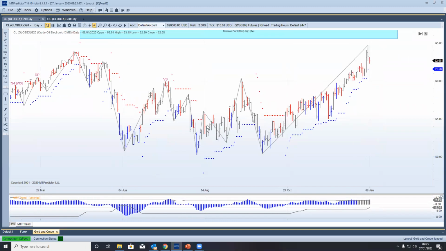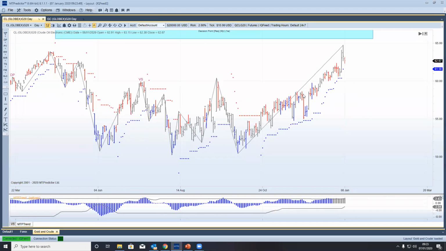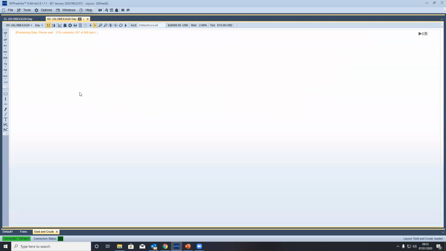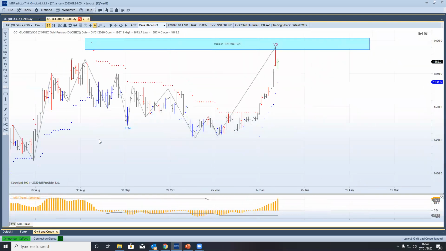Here's a chart of crude oil. Crude oil on its way up. This is a daily chart. That's our higher time frame resistance. Our weekly resistance hasn't quite got there. Here's a daily chart of gold. That's the one PH was talking about.